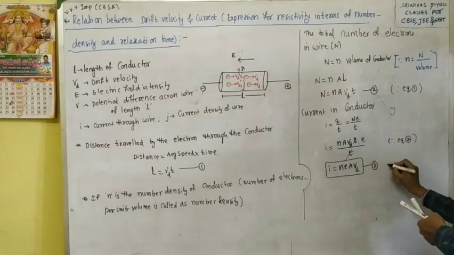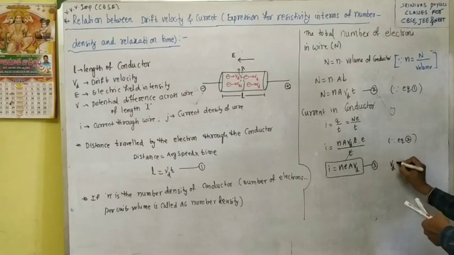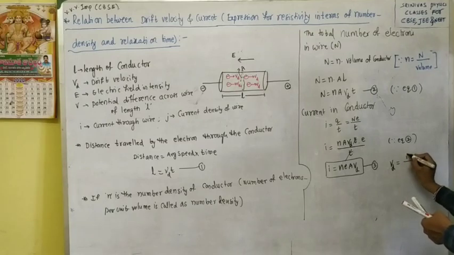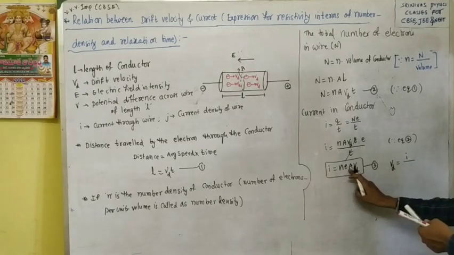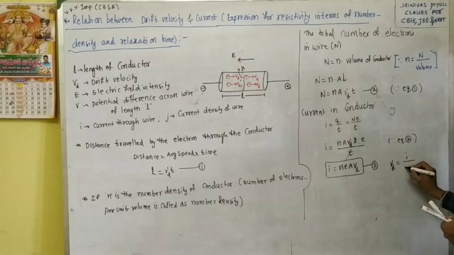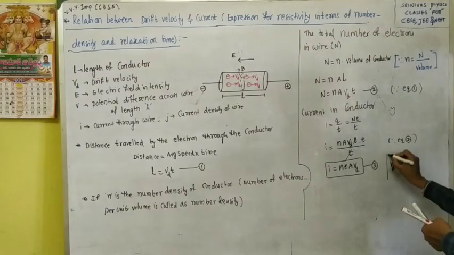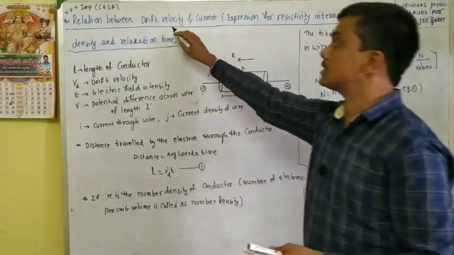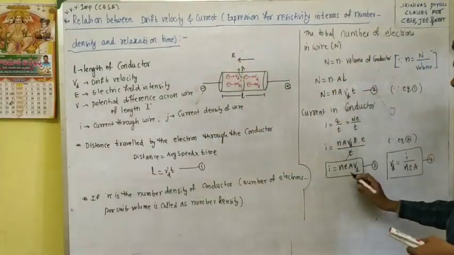And from this you can also write the drift velocity formula. Drift velocity formula, what you will get? Current by, you take this to the left side, neA, right? This is equation 4. Actually, what we want is the relation between the drift velocity and current. We got it here, current and drift velocity.